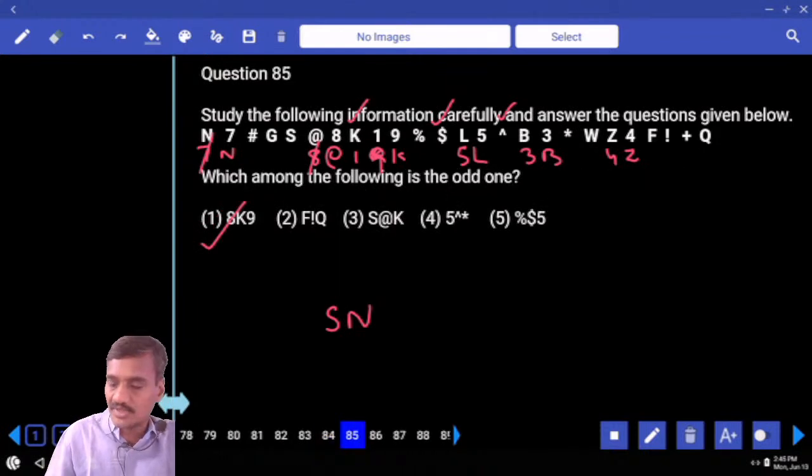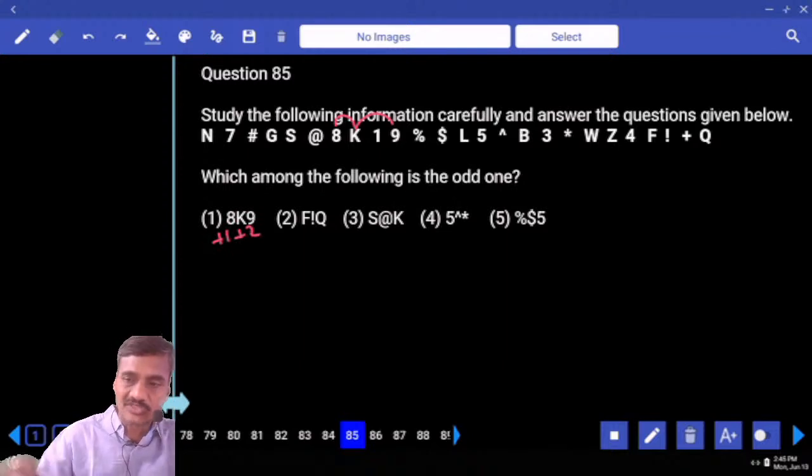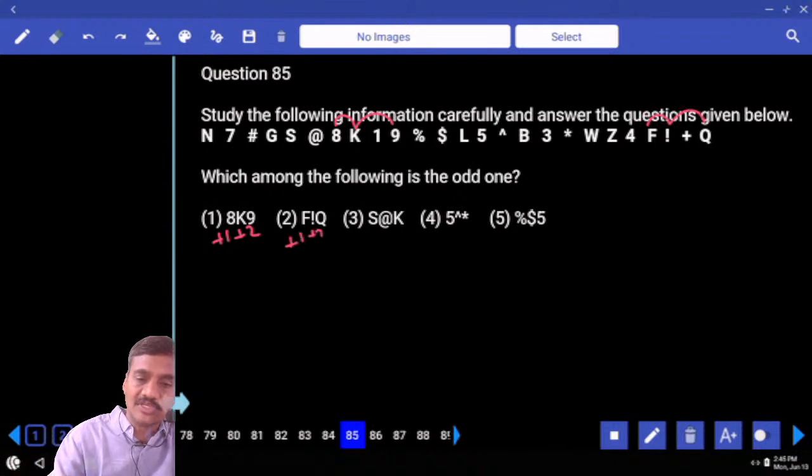Then 85, which among the following is the odd one? Odd one, 8, k and 9. What is the difference between these elements? 8 and k is plus 1, k and 9 is plus 2. Now the difference between these elements is plus 1, plus 2. F, exclamation, the difference is plus 1, here again plus 2. Here plus 1, plus 2.